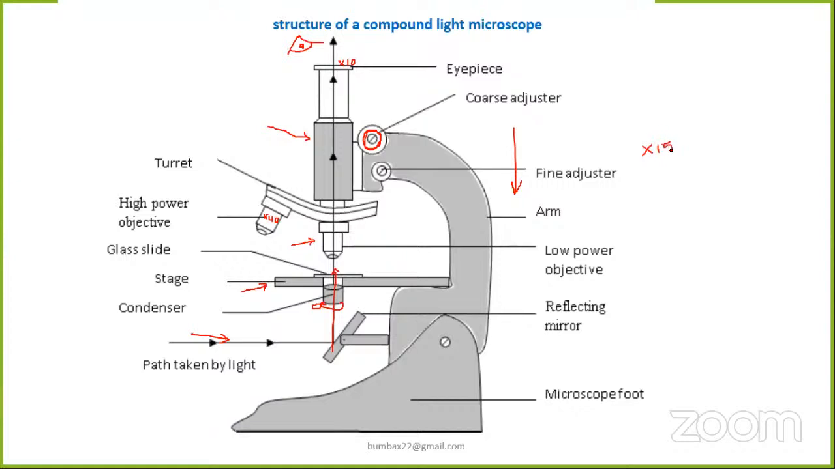Excuse me, teacher. Yes, Matthew. I wanted to answer the other boy's question about the fine adjuster. Please answer. The fine adjuster brings the specimen into a clear focus. Okay, thank you, Matthew. I think you've heard this. You can move the coarse adjustment close and then you're able to see the specimen.